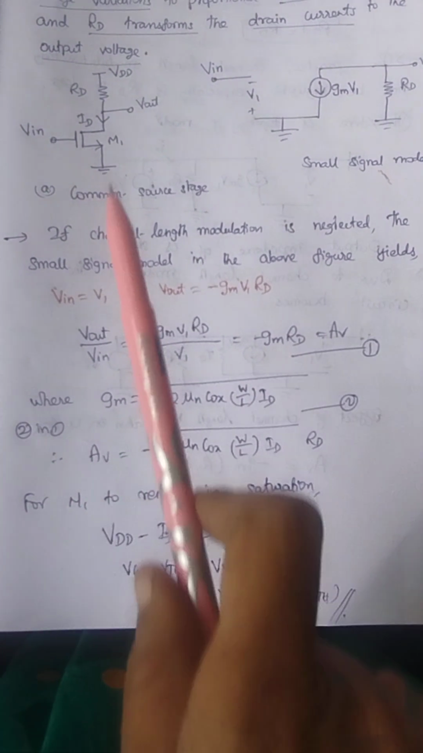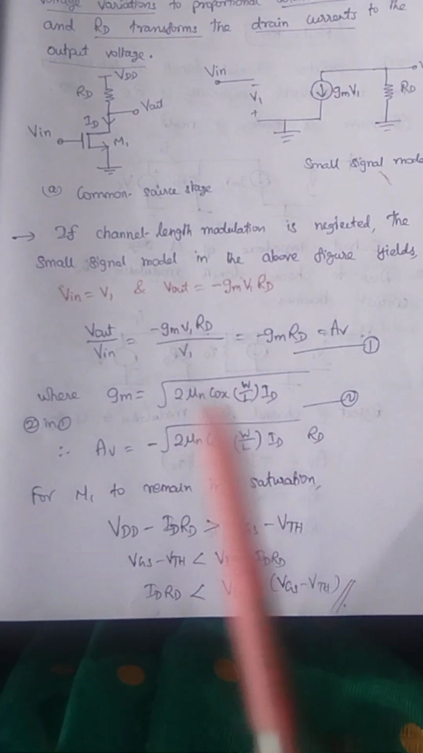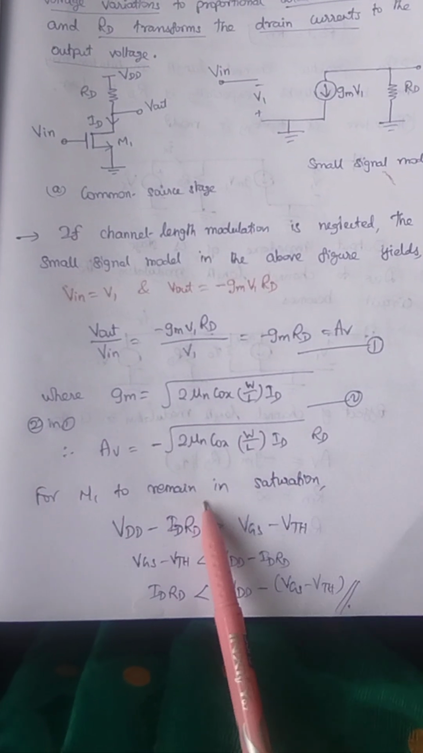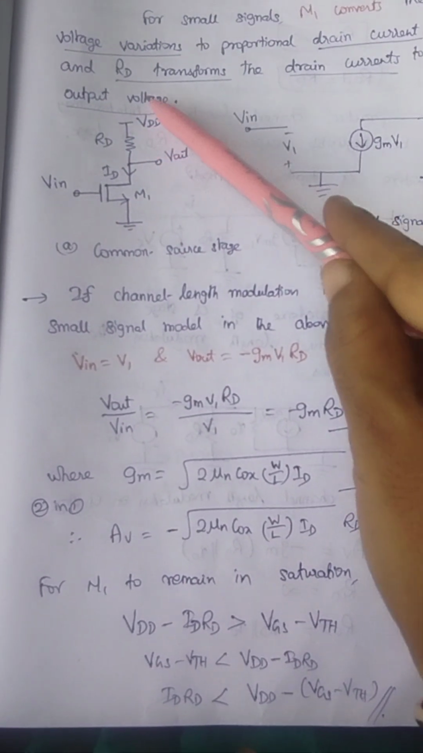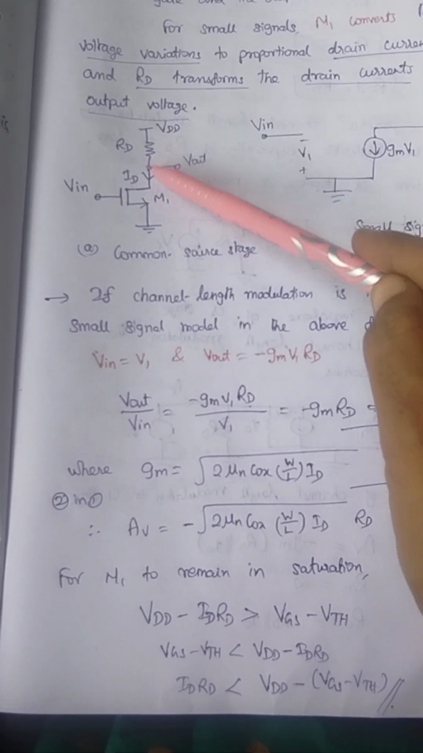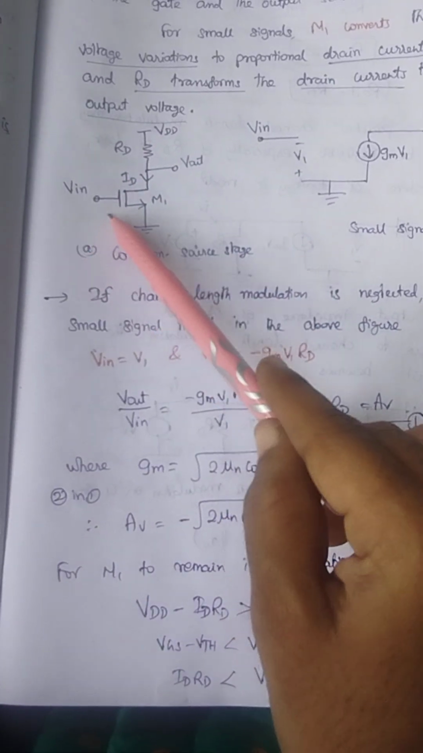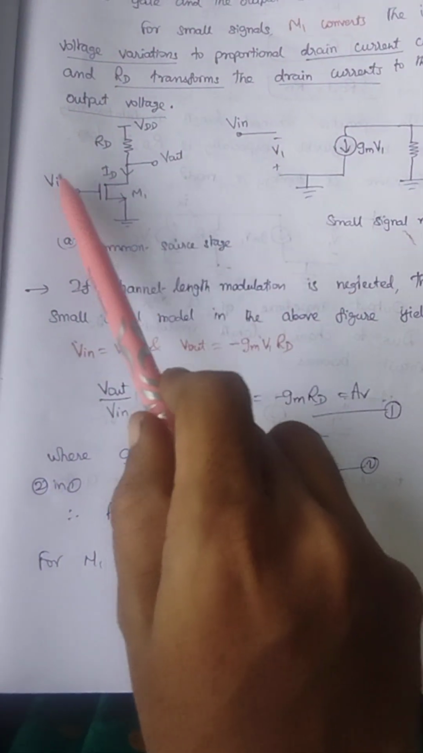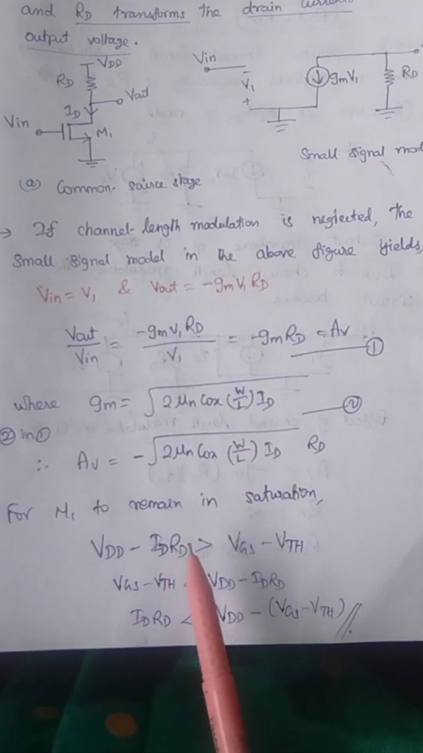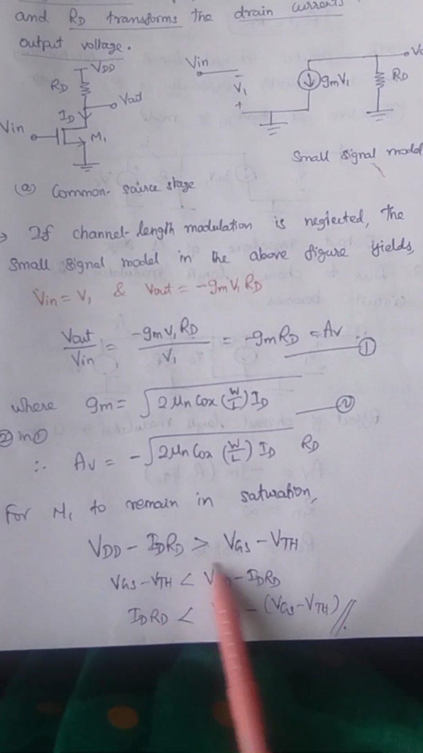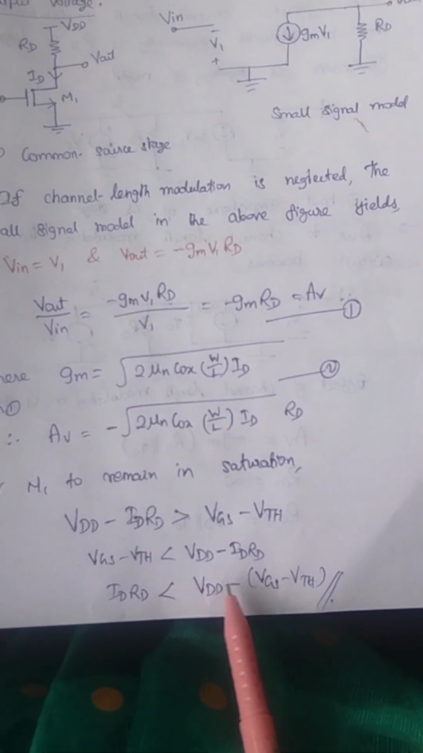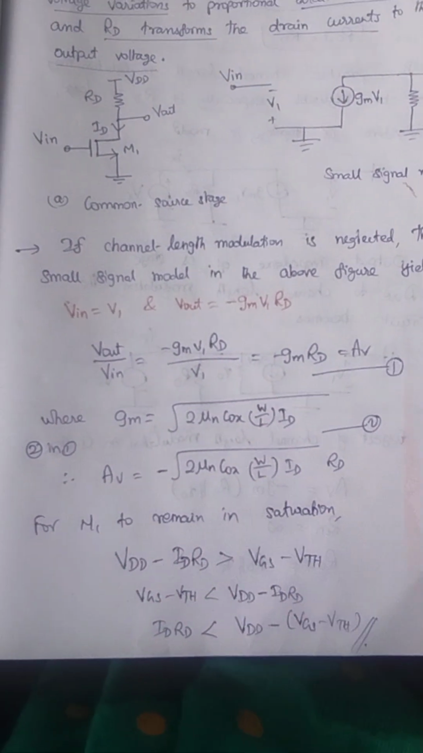For M1, we are considering M1 is in saturation region. To make M1 stay in saturation region, the condition is that VDD minus ID RD, this voltage, should be greater than VGS minus VTH, the voltage between gate and source minus VTH. So VDD minus ID RD should be greater than VGS minus VTH. From this we find ID RD is lesser than VDD minus VGS minus VTH. This is the condition.